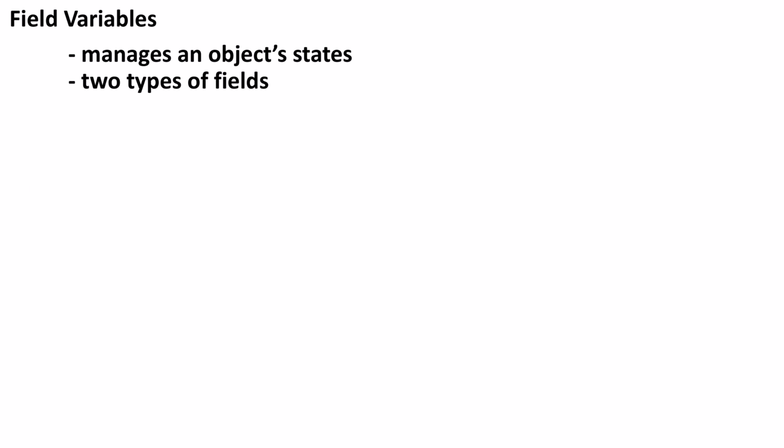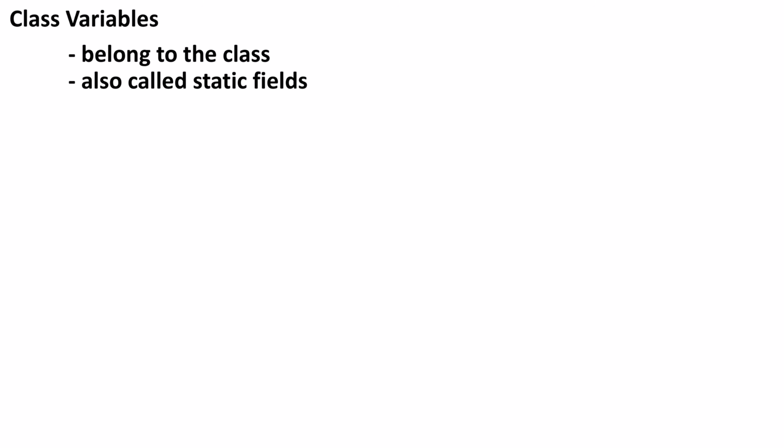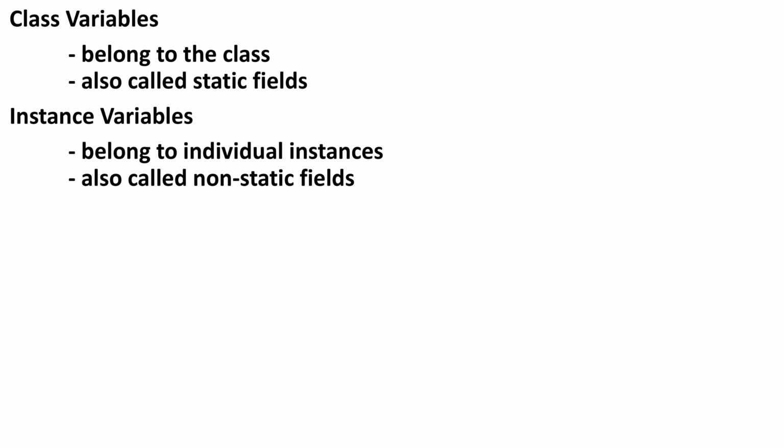Next, let's talk more about fields. We learned earlier that in Java, an object's states are managed by field variables. There are two types of fields you need to know about. The first are called class variables because they belong to the class. These are also known as static fields. The second are called instance variables because they belong to the individual instances. These are also called non-static fields.